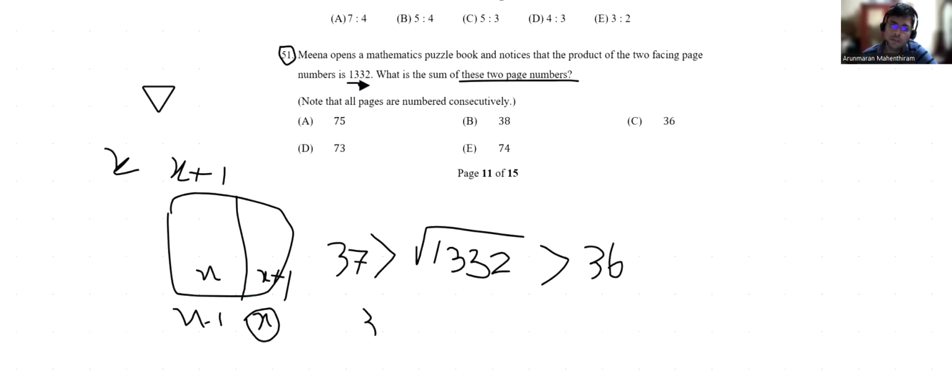37 plus 36. The question is the sum. So the sum of these two numbers is 7 plus 6, 13. 3 plus 3, 6, 6 plus 1. So the answer is 73, E. So this is question number 51.